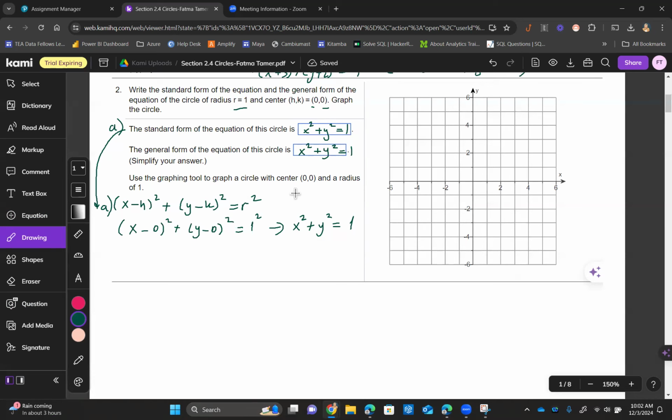Now we're going to use the graphing tools on my MathStack to graph this circle. Because the center is at (0, 0), first we're going to locate the center. It is at (0, 0), and the radius is 1. So I'm going to count 1 equal distance in each direction from the center. One distance to the right is over here. One distance above the center is here. One distance to the left is here. One distance below is here. So when I connect these 4 points, this will be the circle graph that I need for question 2.